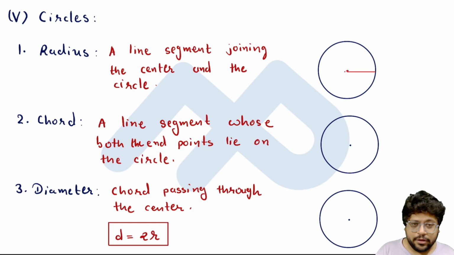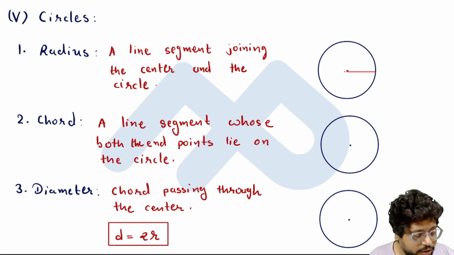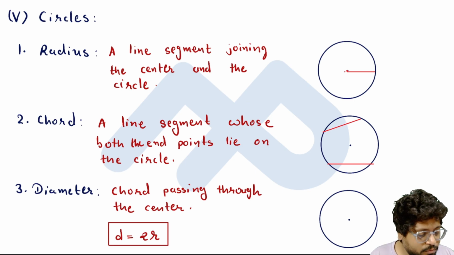Then comes a chord. Unlike the radius, a chord is a line segment whose both endpoints lie on the circle only. So it could be like this, right? Or somewhere like this. Just make sure that both the endpoints are lying on the circle only. Clear? So that is called the chord of a circle.